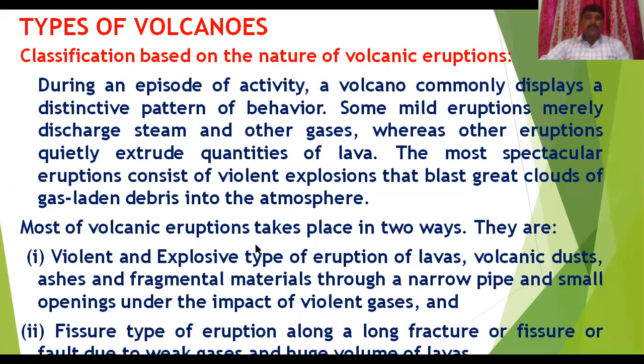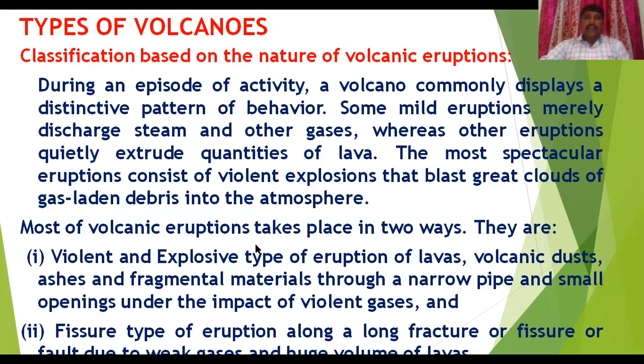During an episode of activity, a volcano commonly displays a distinctive pattern of behavior. Some mild eruptions merely discharge steam and other gases, whereas other eruptions quietly extrude quantities of lava. The most spectacular eruptions consist of violent explosions that blast great clouds of gas-laden debris into the atmosphere. Most volcanic eruptions take place in two ways. One, violent and explosive eruption of lava, volcanic dust and ashes, as well as fragmented material through a narrow pipe and small openings under the impact of violent gases. And two, the fissure type of eruption along a long fracture, fissure or fault due to weak gases and a huge volume of lava.